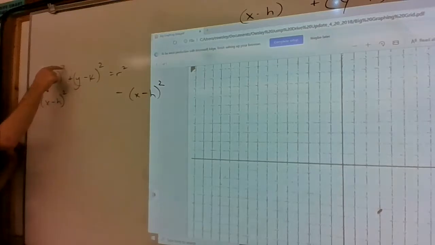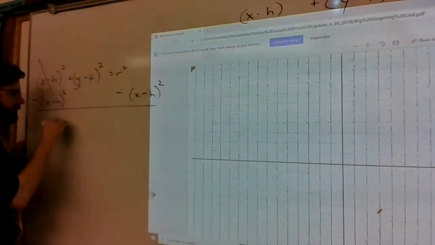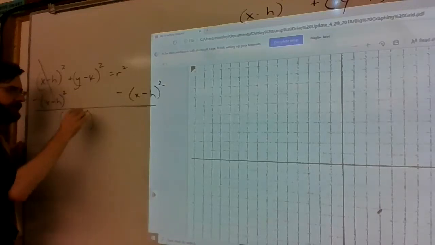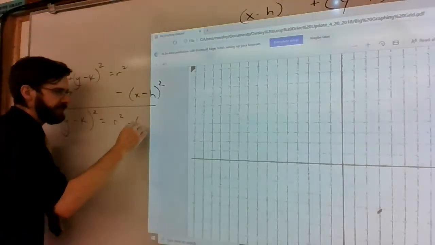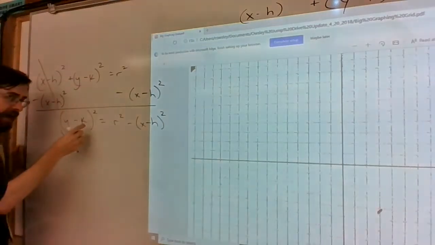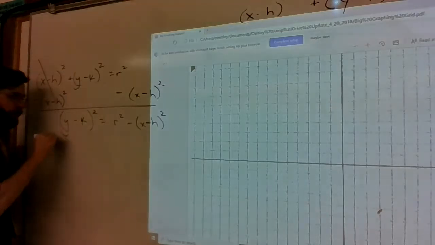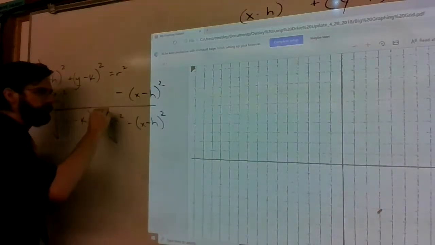So (x minus h) squared minus (x minus h) squared zeroes itself out. (y minus k) squared equals r squared minus (x minus h) squared. All right, now that I've got this particular perfect square by itself, I can square root the left and square root the right.